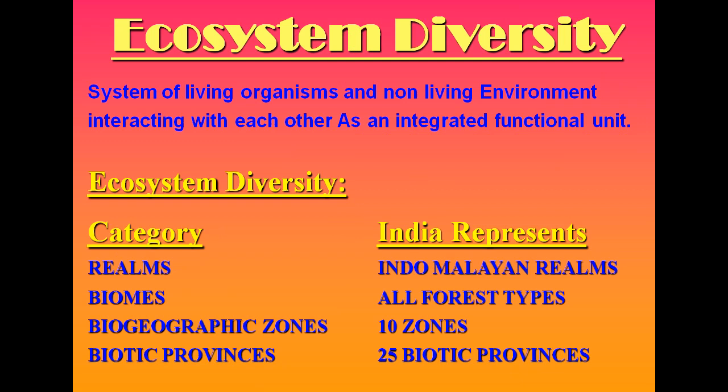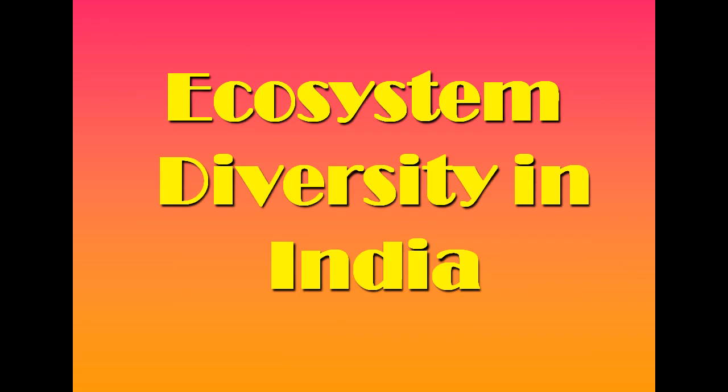Ecosystem diversity refers to the system of living organisms and non-living environment interacting with each other as an integrated functional unit. This is nothing but the ecosystem. All of you know what is this ecosystem. Ecosystems again have diversities. They are divided into realms, biomes, biogeographical zones, biotic provinces. In India, one realm is the Indo-Malayan realm. Biomes means distinct elements. All forest types become one biome. In India, we have more than 10 biogeographical zones, more than 25 biotic provinces, and each one of them contributes to the ecosystem diversity.